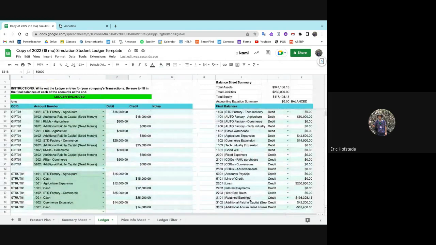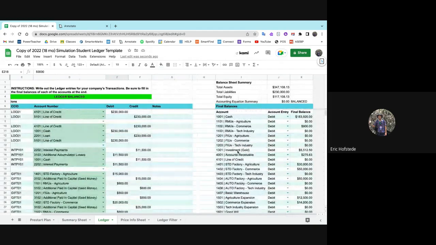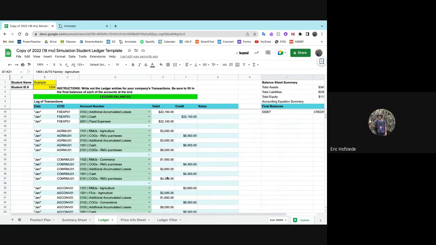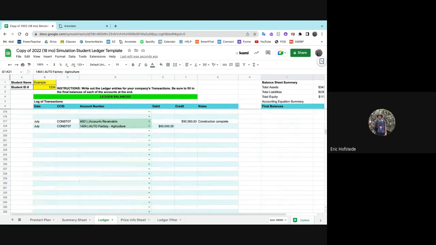We've recorded it, and now it's gone out of my accounts receivable, this account starting with 4 right here. So I only have a little bit left in there from my gold. You could have numbers there from gold, from future constructions that are waiting to be complete. But now I also have these new auto agriculture factories, this new asset up to $50,000. That would be it. And then I would continue along with July and I would pay my fixed expenses.